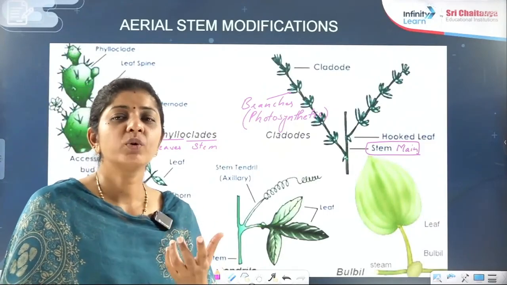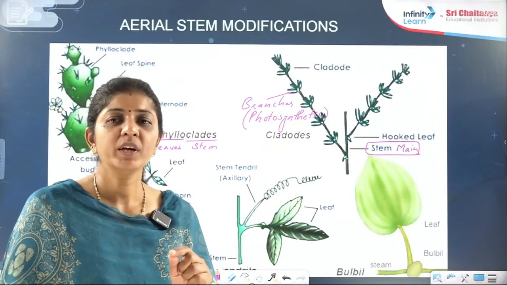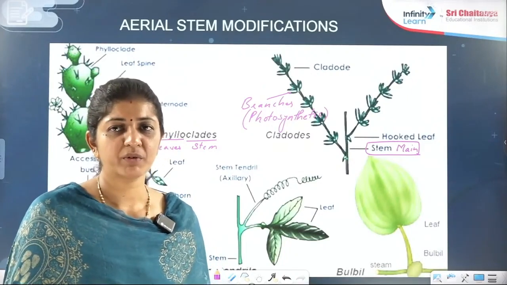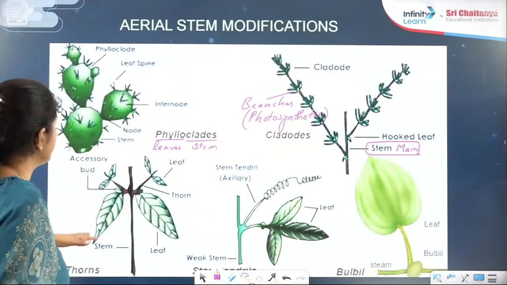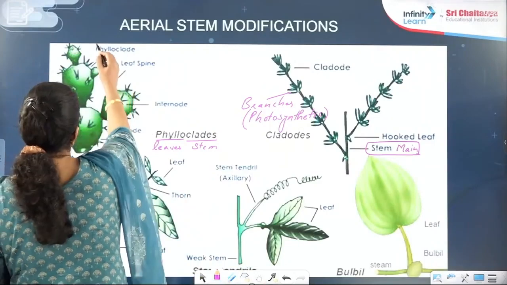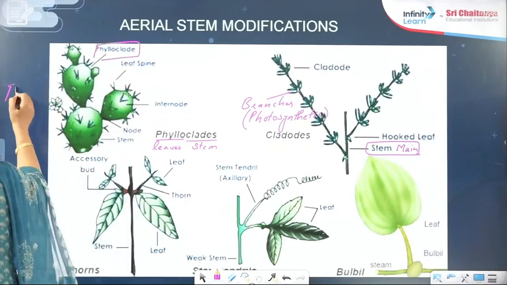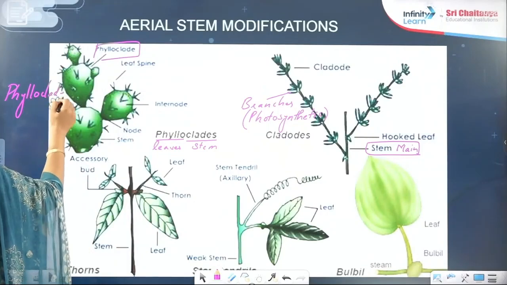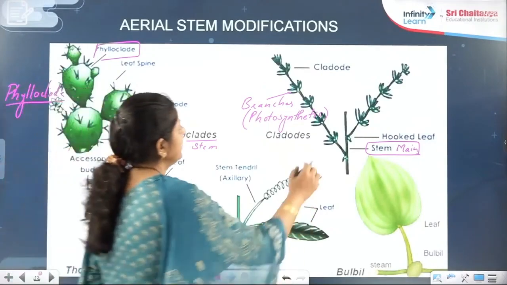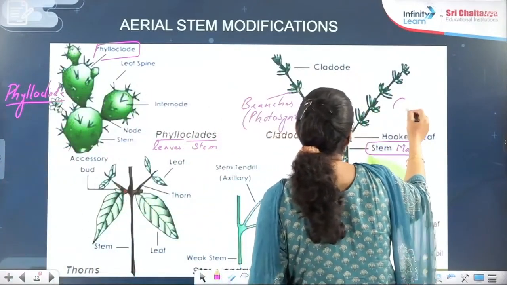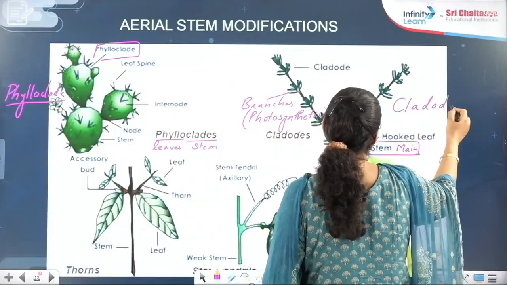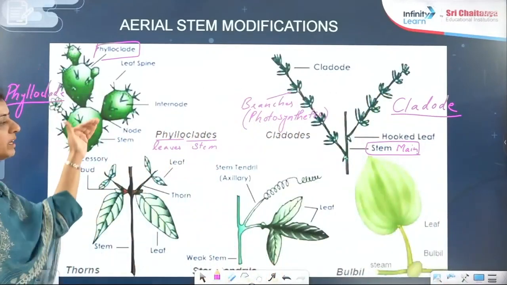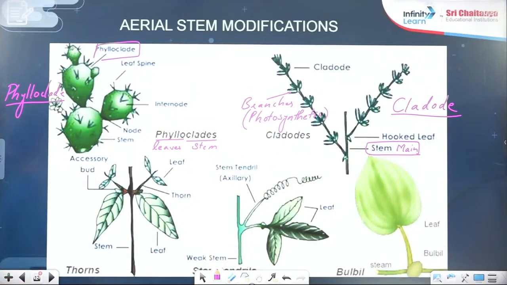One more word is there, phyllode. Phyllode is a leaf modification. Under the leaf modification, we will discuss that point, right? Just now we are discussing the term phylloclade, right? Even here I mark, and here we are discussing the cladode. Cladode only branches, phylloclade, main stem and branches both, right?